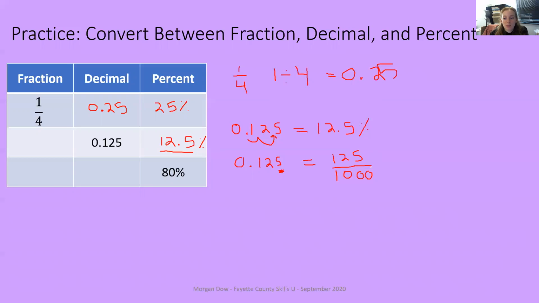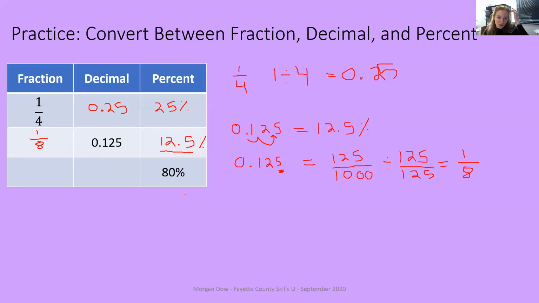So I am going to simplify by 125 here so that I can do it in one step. But if you had chosen to divide by 5 or 25, that's fine too. You'll just have to do a couple of rounds of division. So you will simplify in multiple steps. So 125 divided by 125 is 1. 1,000 divided by 125 is 8. So 0.125 is the fraction 1/8.